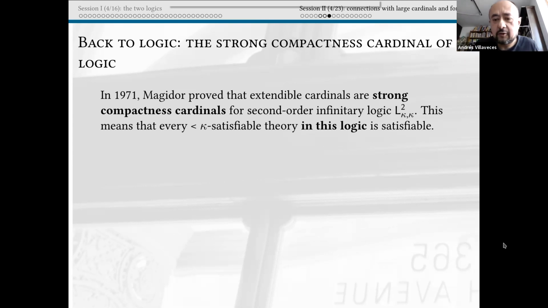This wouldn't happen, like for L omega 1 omega or something like that. And this prompted many questions.